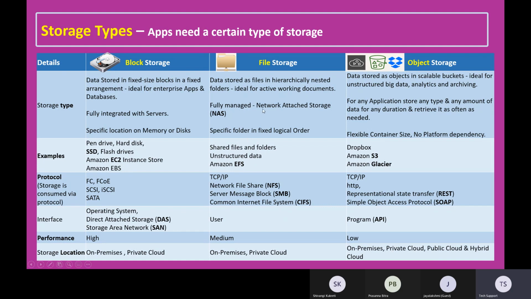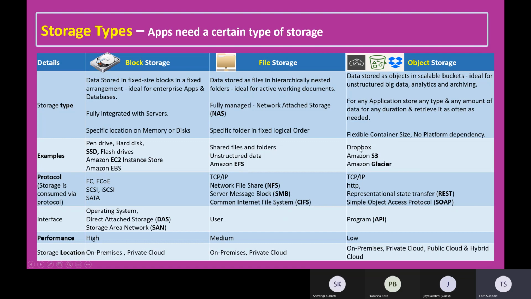And file storage is mainly for sharing files and folders, which is like unstructured data. There is no structure; we are giving share access to unstructured data. Even in the icon, it's like a normal folder we are giving share access to. And the Amazon public cloud also has a file storage feature, that is EFS, Elastic File System.